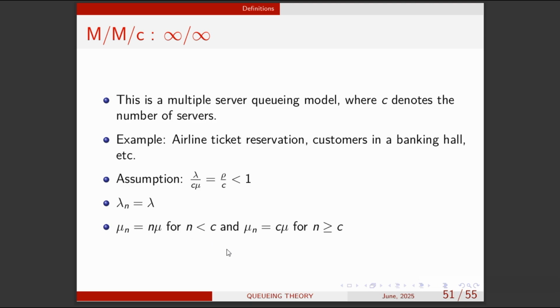Remember, if we have n customers and c servers, and these customers are in the system, it means that all of them will get served, because they are even fewer than the number of servers we have. Otherwise, if n is greater than c, that means we have more people arriving than the number of servers available. That means the c servers can only serve at a rate of c mu, because the first server serves at a rate mu, the second at mu, the next one at mu. So if you sum them c times, that's going to be c mu.